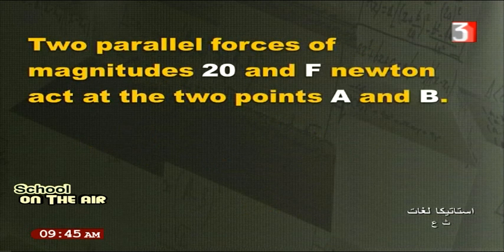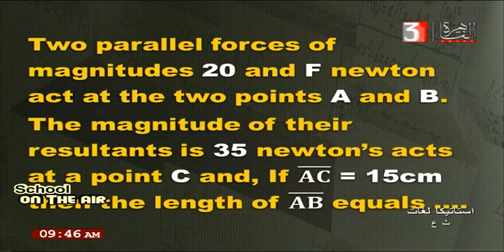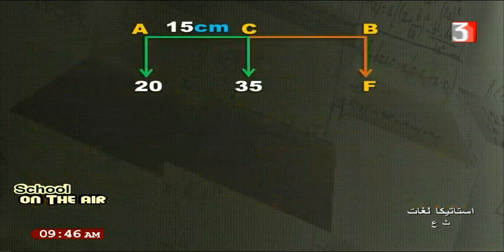Now we translate to two parallel forces. This is a very important example. Two parallel forces of magnitude 20 and F Newton act at the two points A and B. The magnitude of the resultant is 35 Newton, acting at the point C, and AC equals 15 centimeters. What is required? The length of AB equals what? Choose the correct answer.